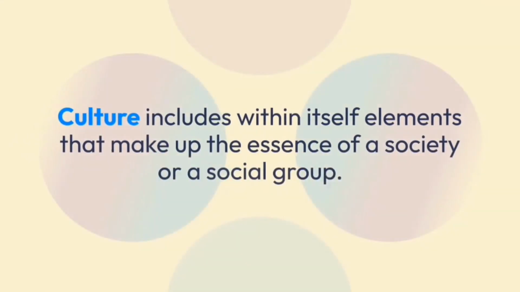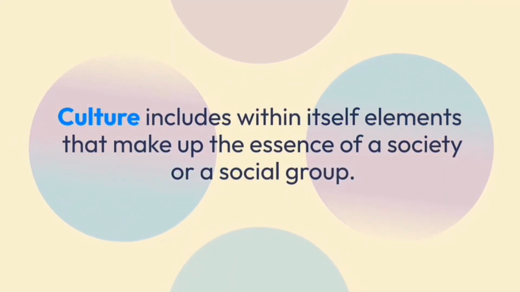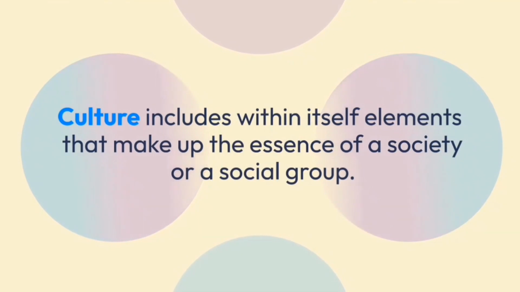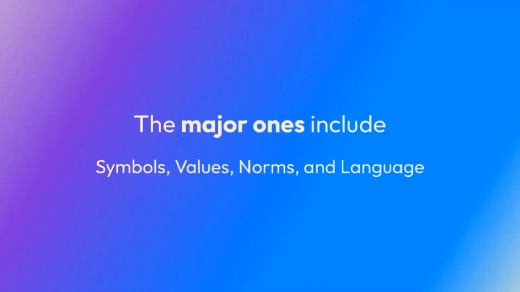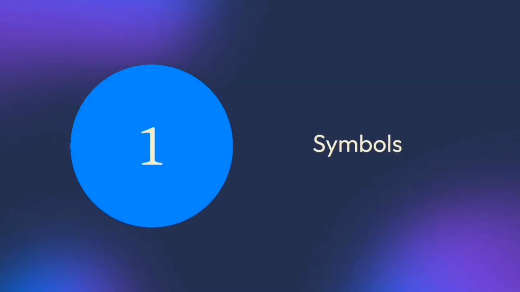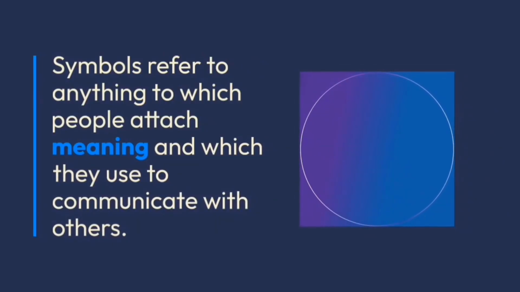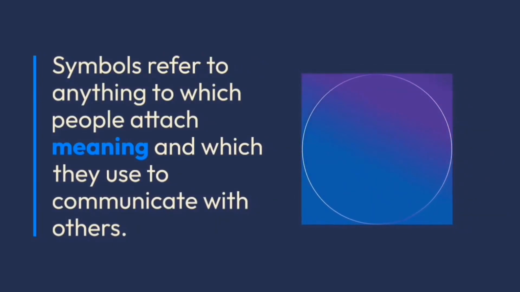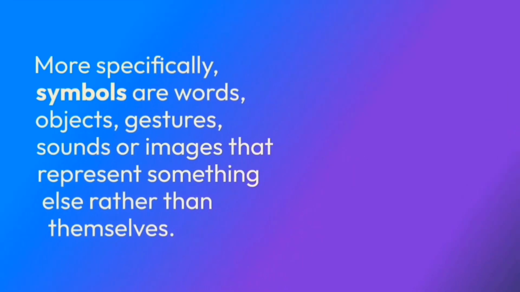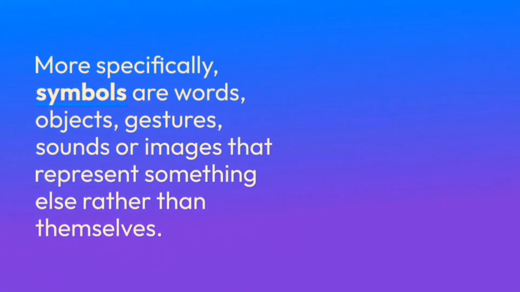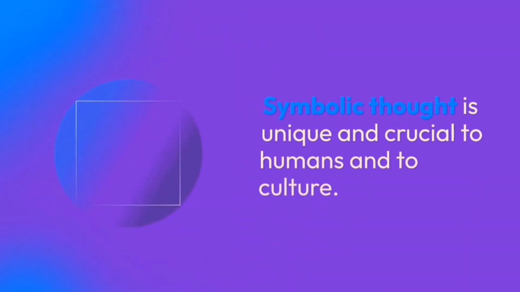Elements of culture. Culture includes within itself elements that make up the essence of a society or a social group. The major ones include symbols, values, norms, and language. 1. Symbols. Symbols are the central components of culture. Symbols refer to anything to which people attach meaning and which they use to communicate with others. More specifically, symbols are words, objects, gestures, sounds, or images that represent something else rather than themselves.